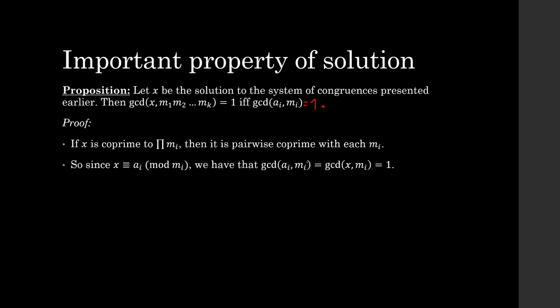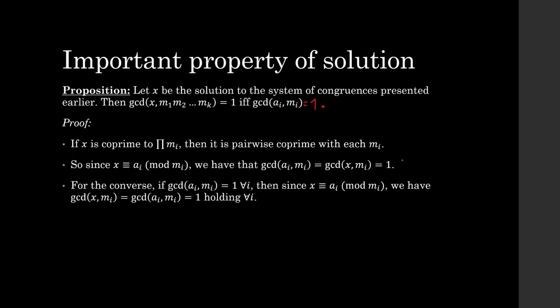So since we have that x is congruent to ai mod mi, because it's a solution to our system, we have that the greatest common divisor of ai and mi is going to be the greatest common divisor of x and mi, right? These guys are congruent mod mi, so we're going to have the same greatest common divisor. And so that's going to be equal to 1.